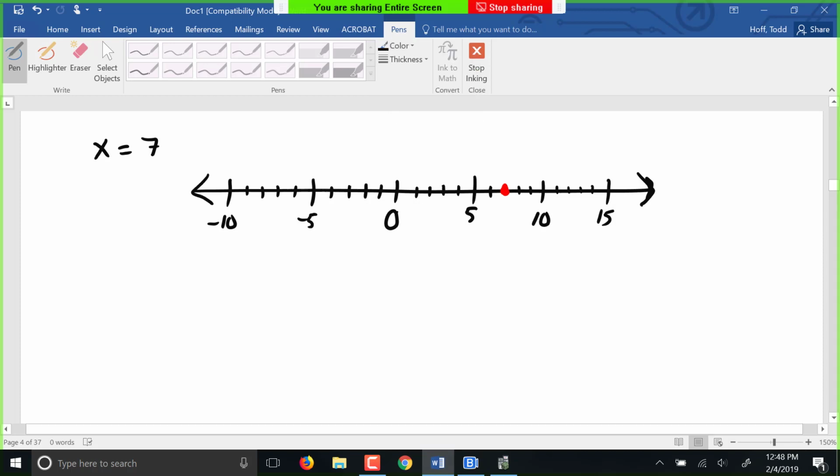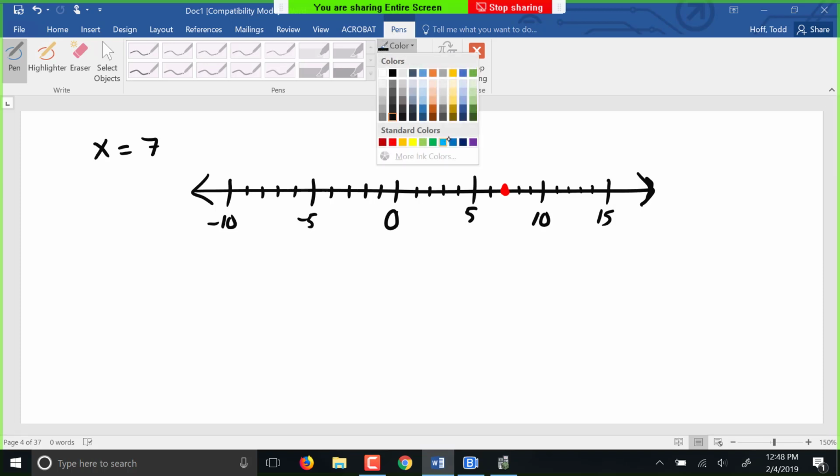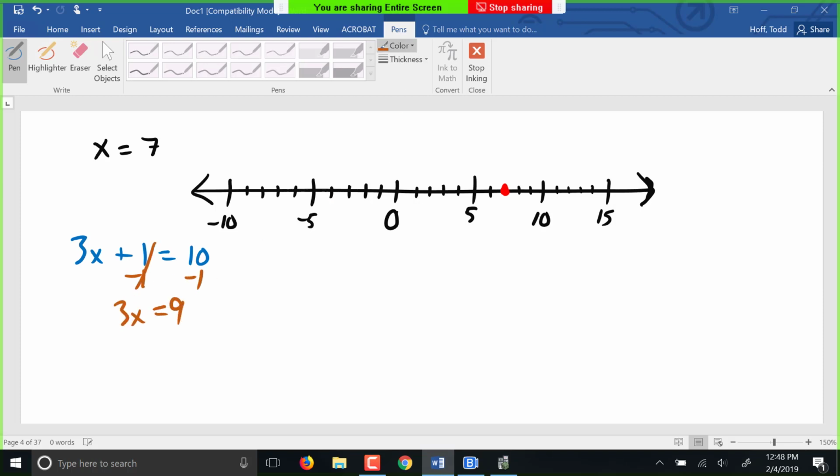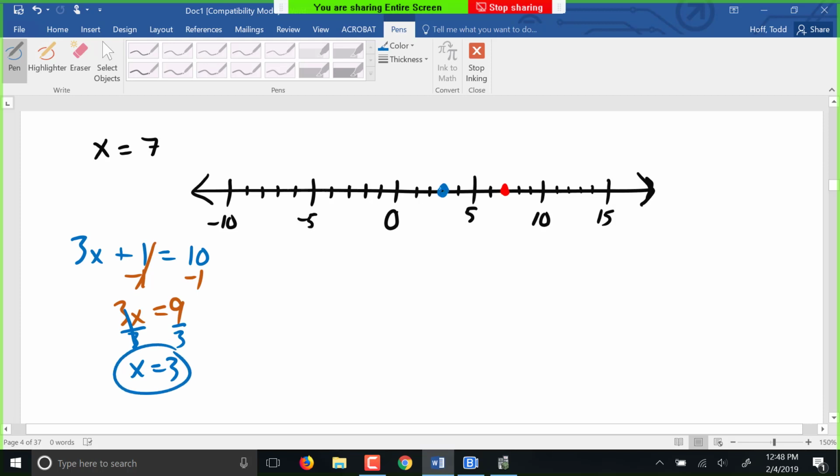Well, it's kind of boring if we just place dots on there. We might do an equation like 3x plus 1 equals 10. How would we solve that? We subtract 1, good, to get 3x equals 9. And yes, we divide by 3 to get x equals 3. And we could represent that up here, put a dot at 3, and we've represented the solution to that equation.